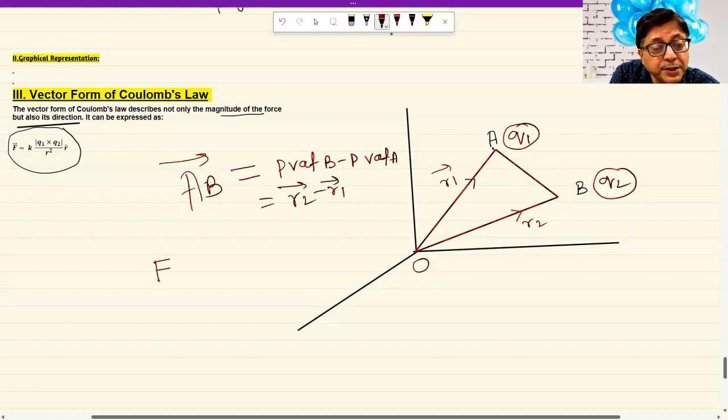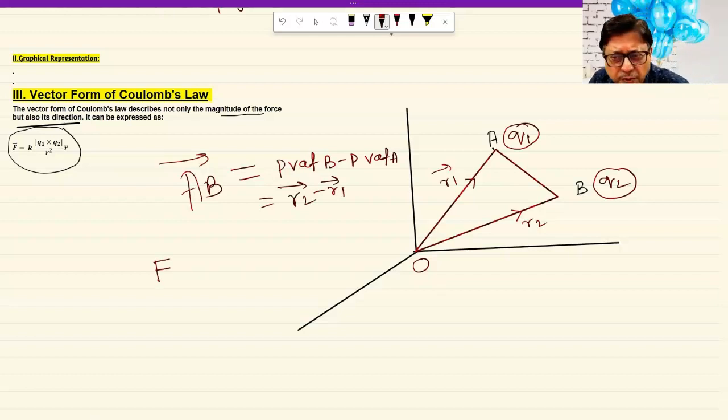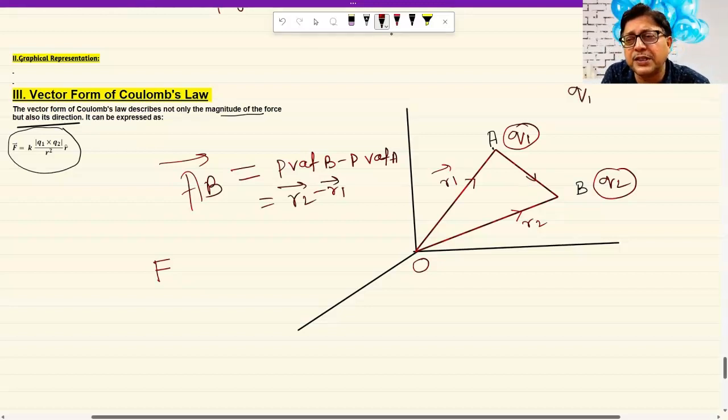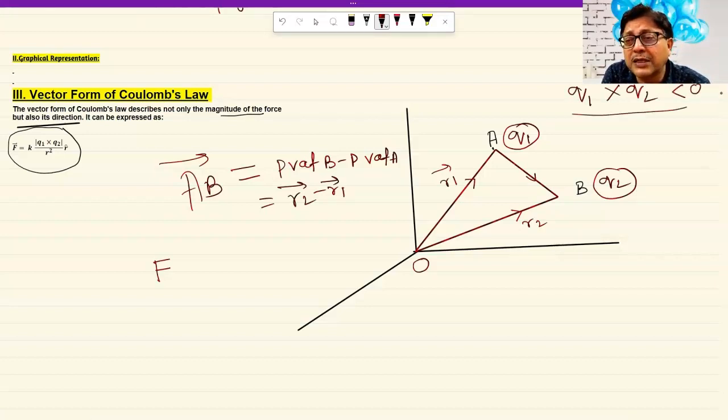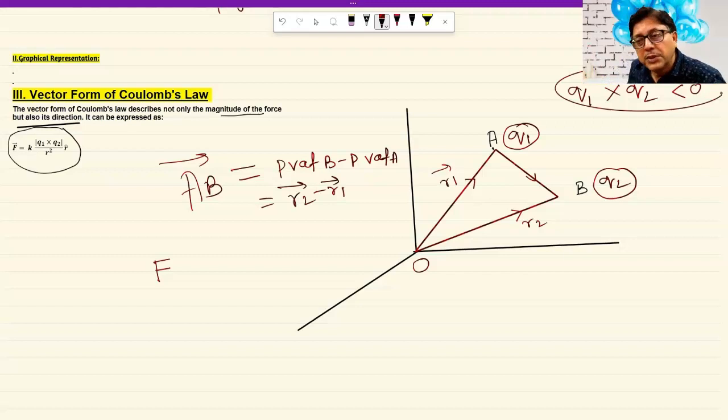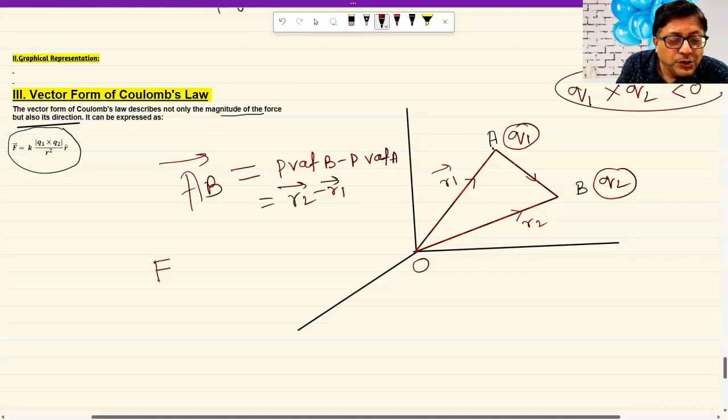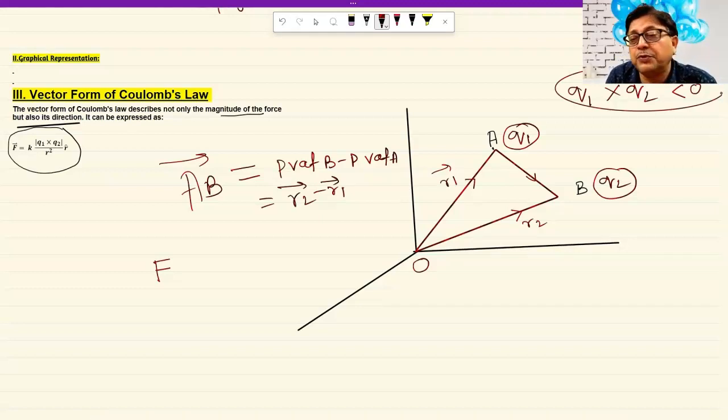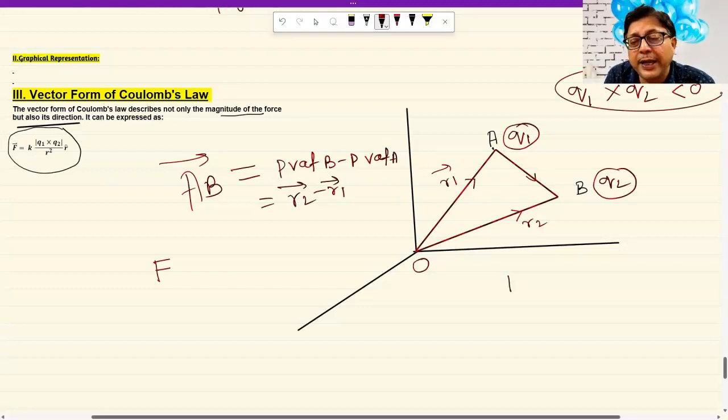Now let us write that force magnitude. We assume that Q1, Q2 are of opposite nature, that is Q1 into Q2 less than 0. That case I am going to discuss for the vector form of Coulomb's law; if it is greater than 0, you can do the other case yourselves. So this force, we are assuming that A experiences a force due to B, which is given by F12. What is F12?